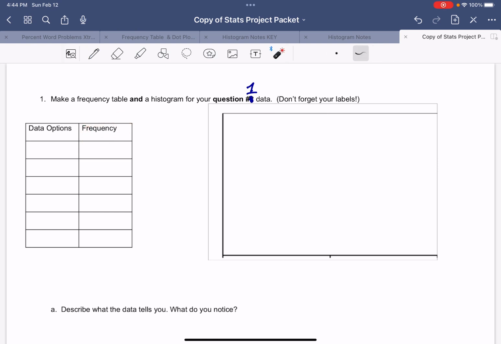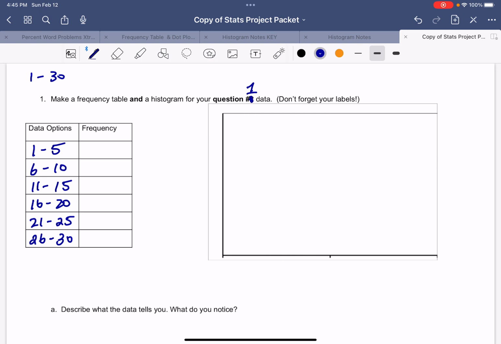If you would like me to check your intervals, please check with me before you start working on the frequency piece of it, okay? All right, so what you are going to do is say we're going from 1 to 30, all right? I want to break this up into several chunks. So I could do something as simple as 1 to 5, 6 to 10, 11 to 15, 16 to 20, 21 to 25, and 26 to 30, okay?